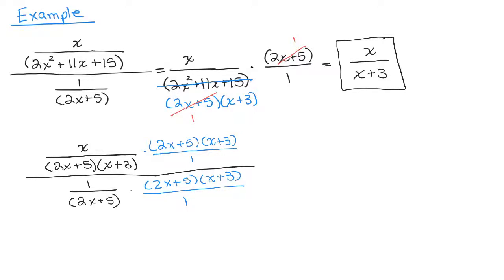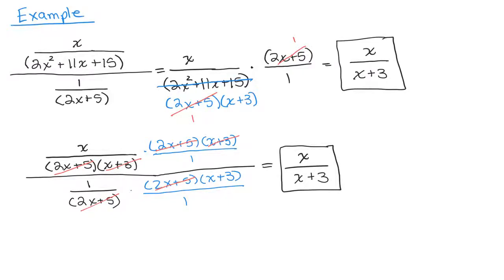Okay? So now, can I cancel anything? Yes, that's the whole point of multiplying by the least common multiple of all the denominators. The 2x plus 5 cancels here, and also the x plus 3 cancels. And in the denominator, the 2x plus 5 cancels. So what do I have left in this numerator? I have an x over 1, which is x. And in the denominator, I have x plus 3 over 1, which is just x plus 3. And we get the answer.